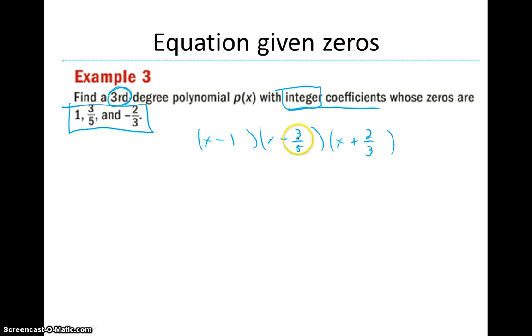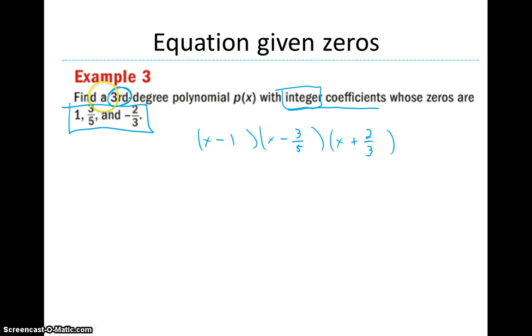Like there's going to be some ugly, ugly numbers. Even just the constant term is going to be 1 times 3/5 times 2/3, which I think would be 6/15. That is definitely not an integer. So the question is, how can we change these factors so they're going to give us integers?